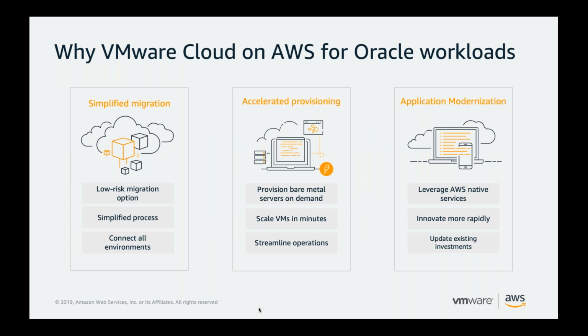So with that, I'll pass it on to Sudhir. Thanks, Samir. Sure. So as we've seen in the earlier slides, some of the use cases for VMware Cloud on AWS are data center extension, disaster recovery, cloud migration, next generation applications. So now let's take a look at some of the advantages of using VMware Cloud on AWS for business critical Oracle workloads. Next slide, please.